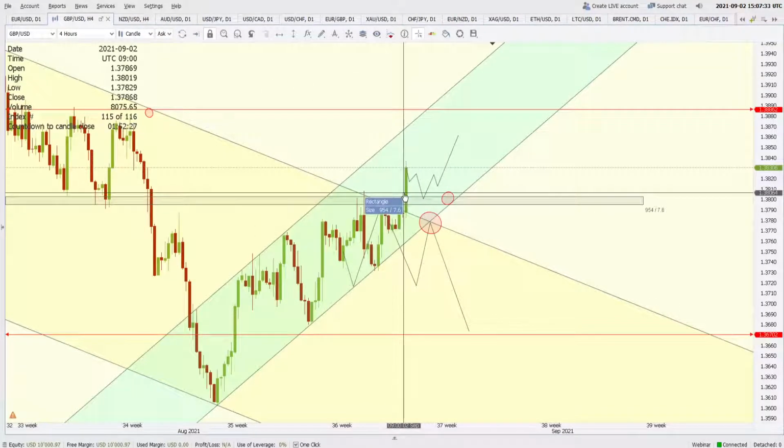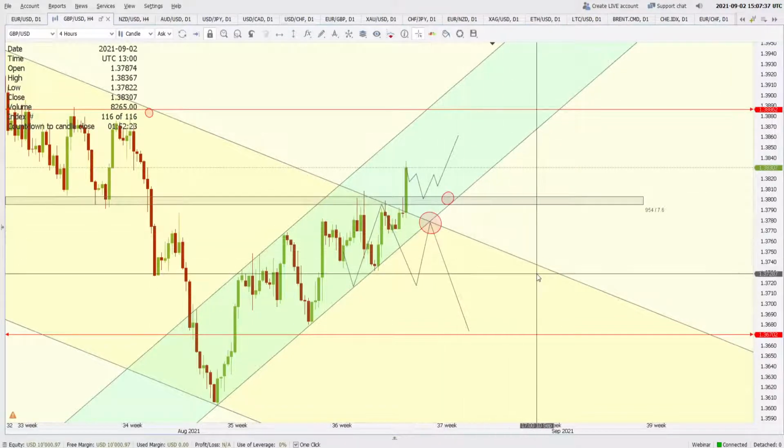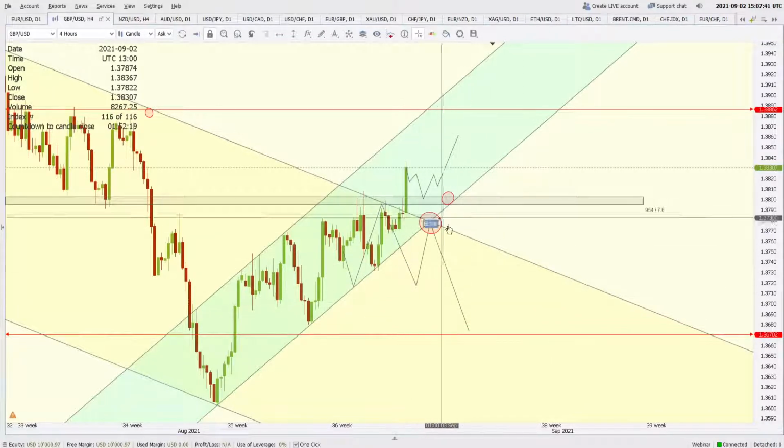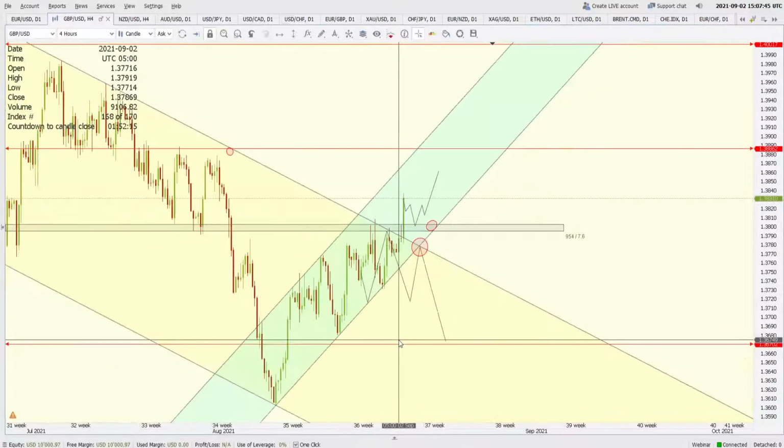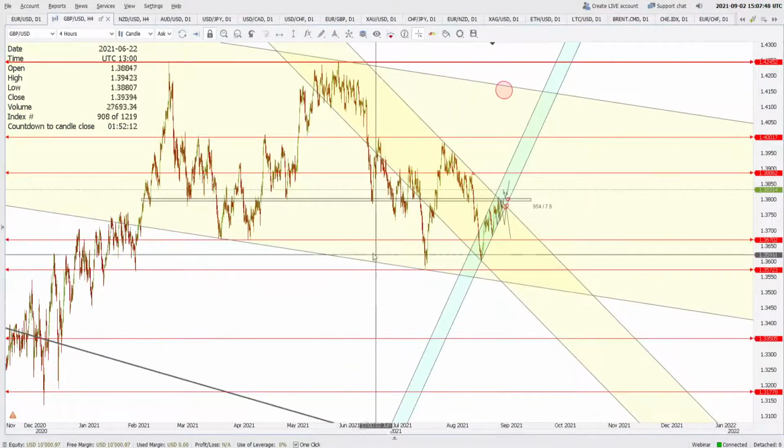On the downside, pound will have multiple support by this falling channel. Broken resistance will be acting as a support for the price, and also if we break below, then 1.3670 will be a good support for the price, as it has been earlier.